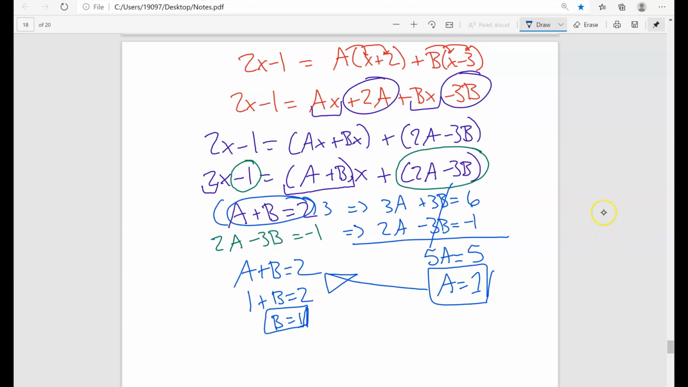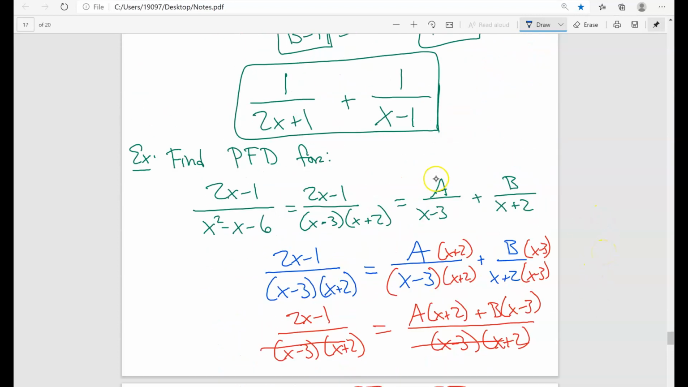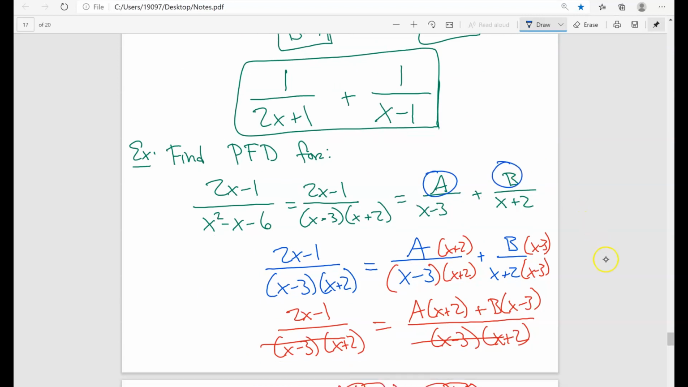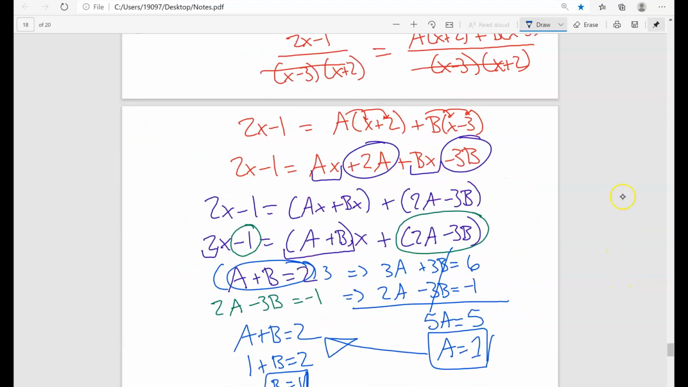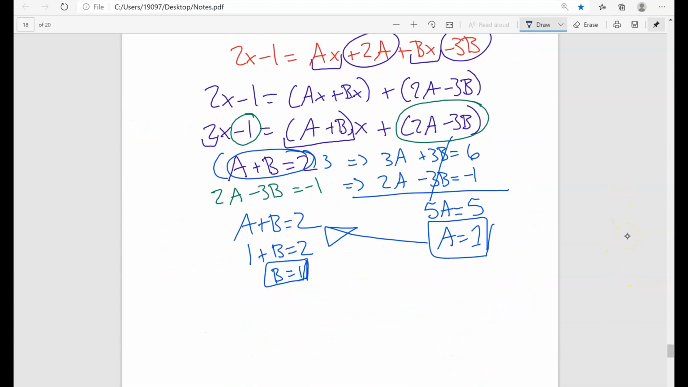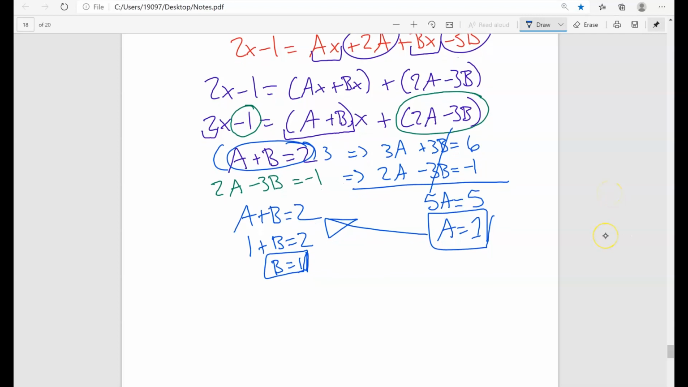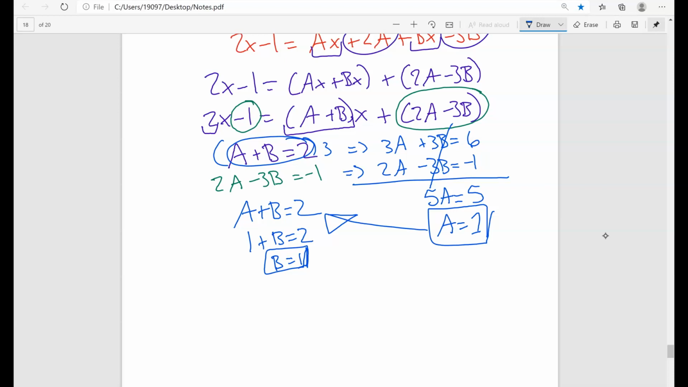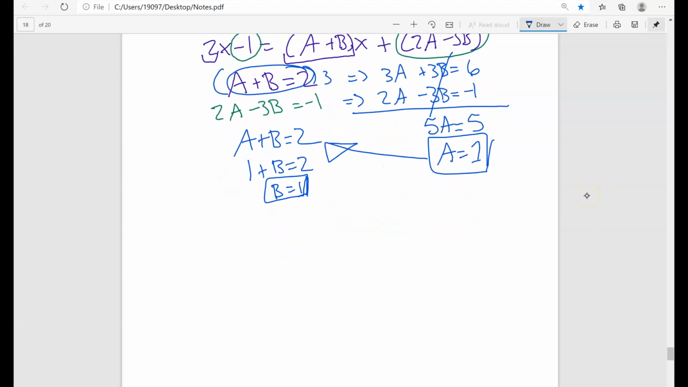So that means when I plug them back into my partial fraction, I plug in the 1 here and the 1 here. My answer would be 1 over x minus 3 plus 1 over x plus 2. Okay, so that's going to be my solution. This is basically the first case, where you have linear factors. Now in the next video, we're going to do repeated factors and irreducible quadratic factors.